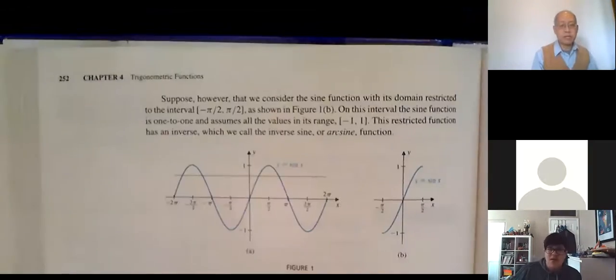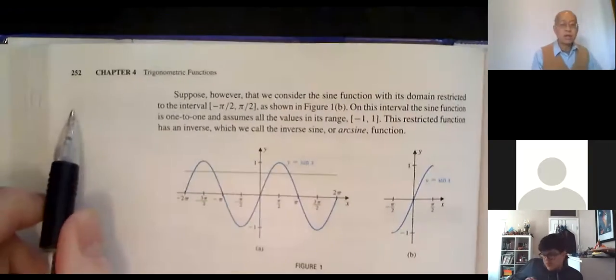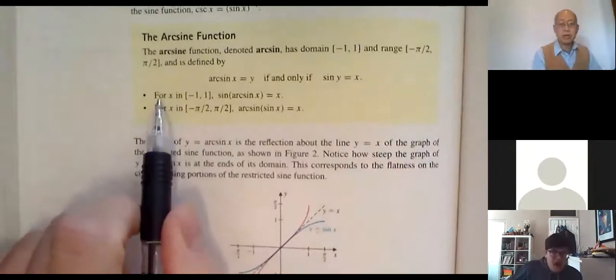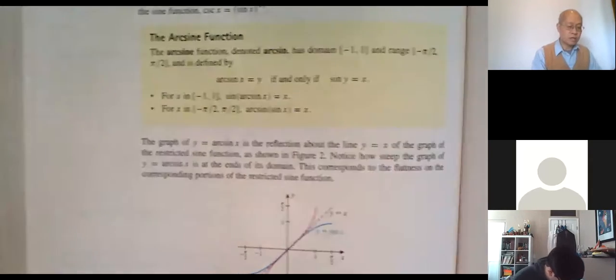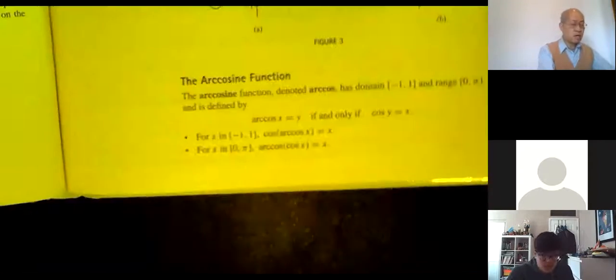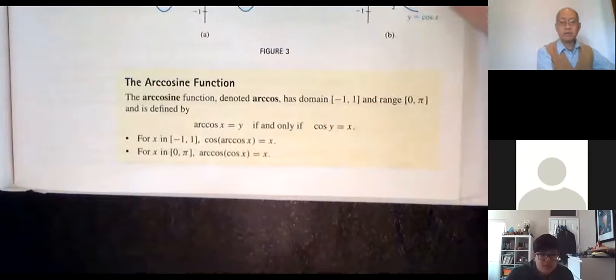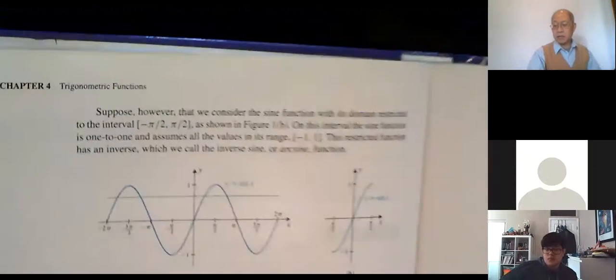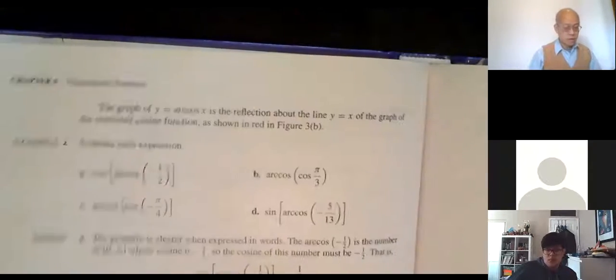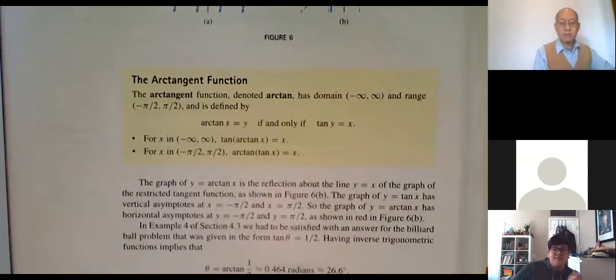Okay, so I'll give you my summary. Now the book has their own summary. There's nothing wrong with it. It's correct, but I'll give you my variation of it. On page 252, they talk about the arc sine or inverse sine. Then on 253, you have the arc cosine function. Everything here is correct. I'll give you again my version. Then on 255, the arc tangent.